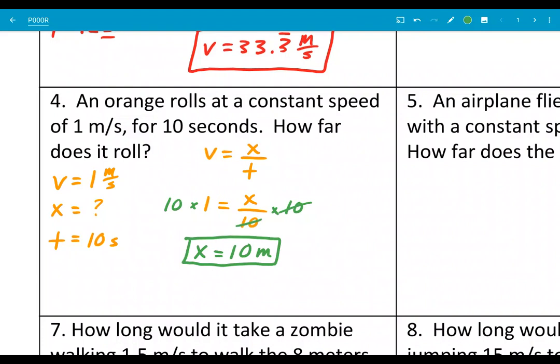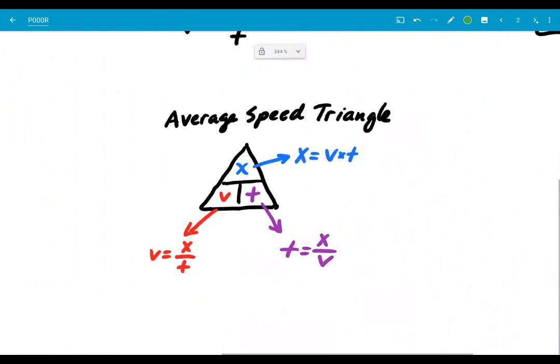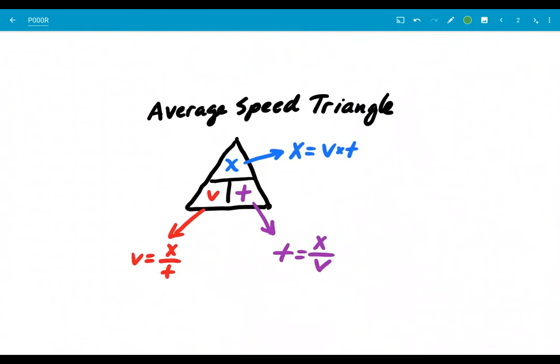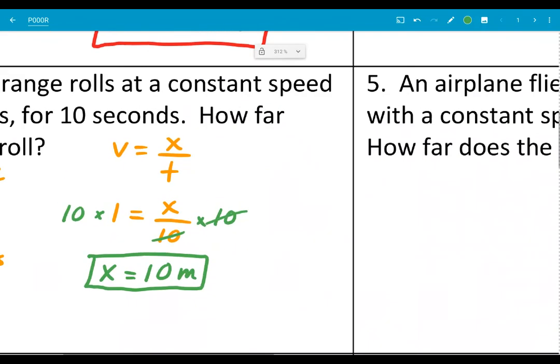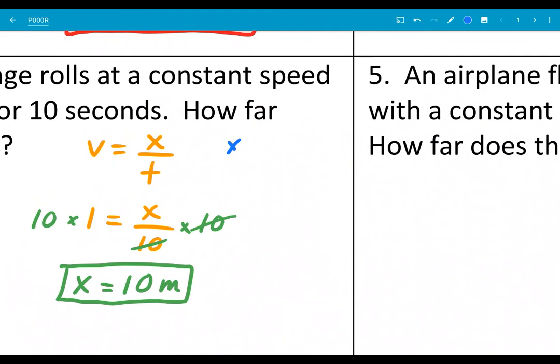Now, the other option that we could have had if we weren't comfortable with doing the cross multiplication is we can take a look at our average speed triangle. And we see that we're trying to solve for distance. So in all average speed questions, when we're solving for distance, that means we take the velocity and multiply it times the time, v times t. So we're looking at that blue part right there. So if we were to try this using that procedure, we would have x equals v times t.